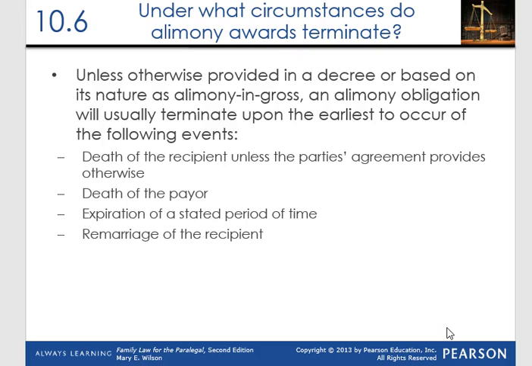Unless otherwise provided in a decree or based on its nature as alimony in gross, an alimony obligation will usually terminate upon the earliest to occur of the following events: the death of the recipient, unless the parties' agreement provides otherwise, the death of the payor, unless it states otherwise, expiration of a stated period of time, the remarriage of the recipient.